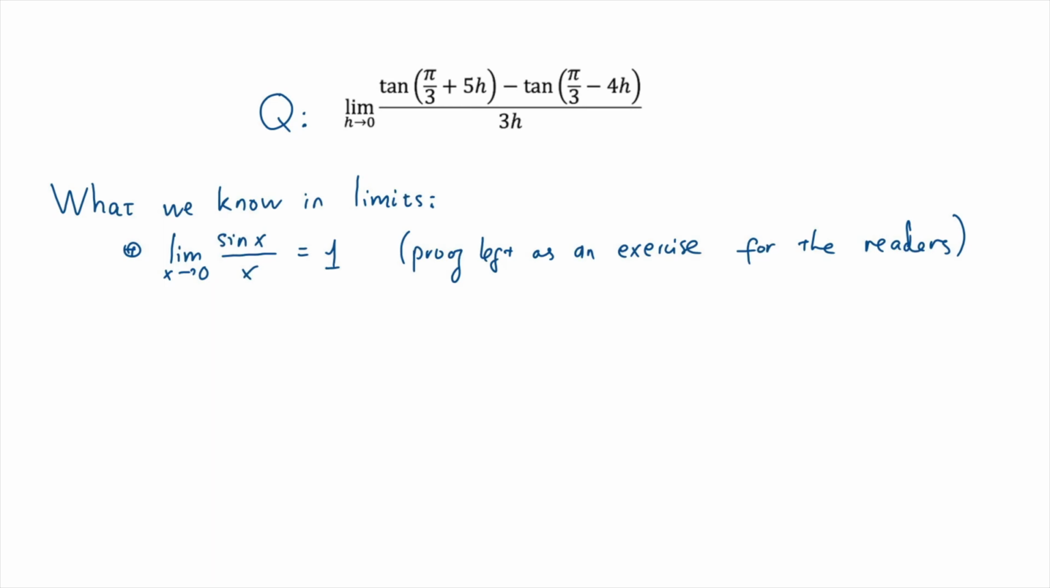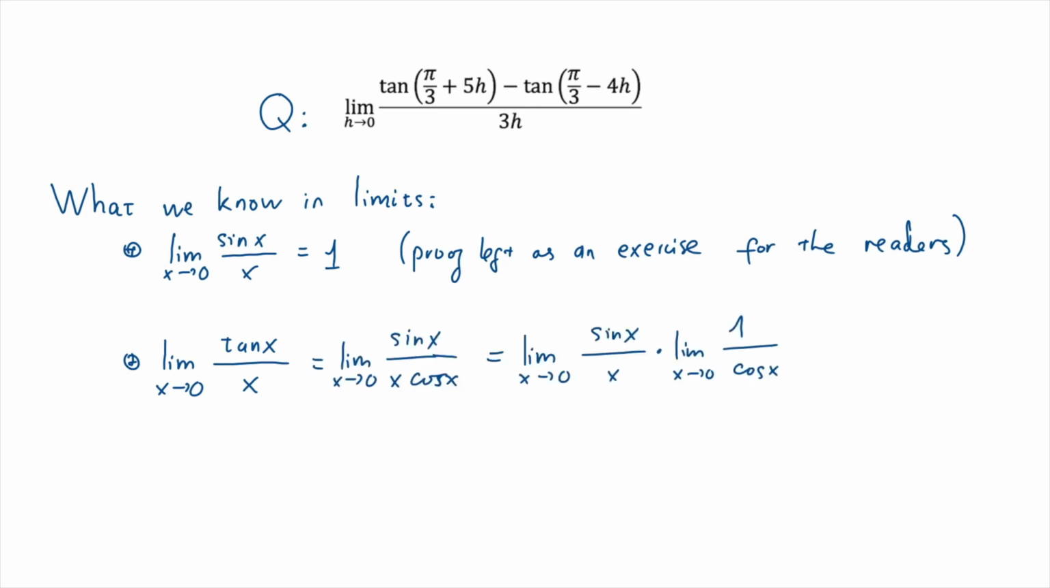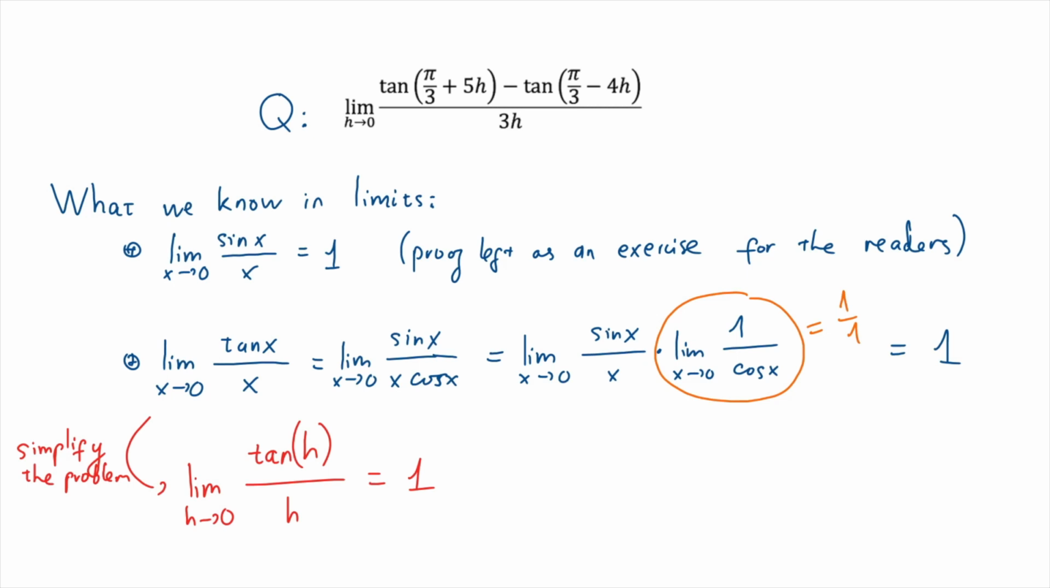Secondly, judging from the question, it's good to know the limit as x approaches 0 of tan x over x. Through a bit of manipulation, you can show that this is the same as the limit as x approaches 0 of sin x over x cos x, which you can split into two different limits, where the second one is just 1. And therefore, our initial limit is 1. Through this information, we hopefully can simplify the problem so that we can turn the question into some form of the limit as h approaches 0 of tan h over h.